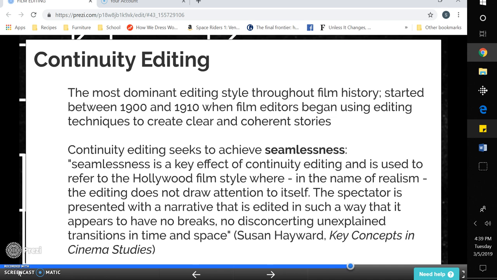The spectator is presented with a narrative that is edited in such a way that it appears to have no breaks, no disconcerting, unexplained transitions in time and space. That's seamlessness, where the spectator, the audience, cannot see the way that the film is pieced together because the editing does not draw attention to itself. This creates the illusion of a coherent and total story world that we become completely immersed in. And this is the dominant way to edit a film throughout classical Hollywood.